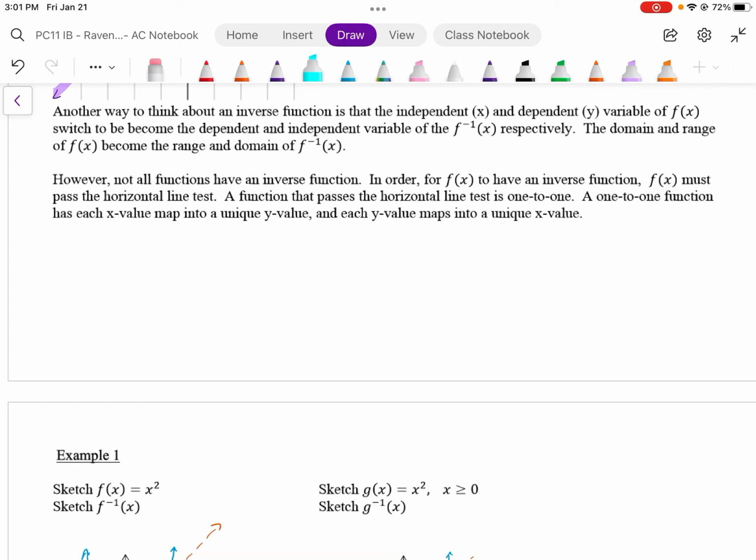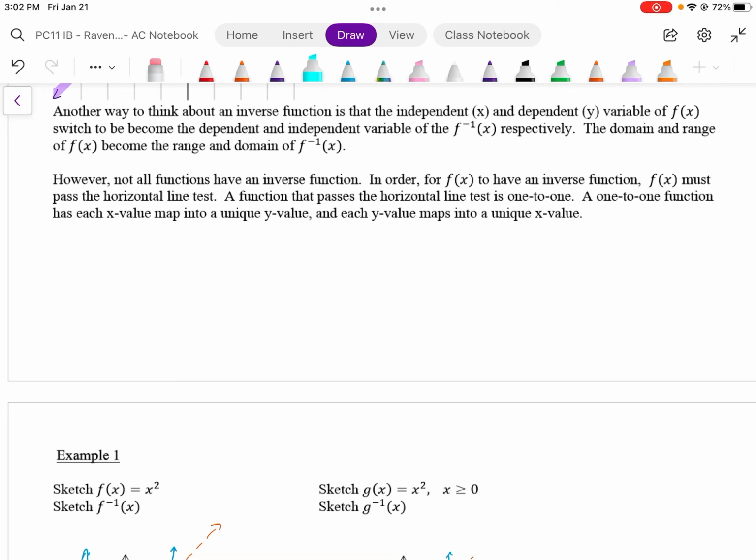However, we have to be careful about when we use the word inverse. I'm going to say all functions have an inverse, but not all functions have an inverse that is also a function. And an inverse that is also a function, we can call it by a special name, inverse function. Not all functions have an inverse function. In order for f of x to have an inverse function, f of x must pass the horizontal line test. A function that passes the horizontal line test is called one-to-one. A one-to-one function has each x value map into a unique y value.